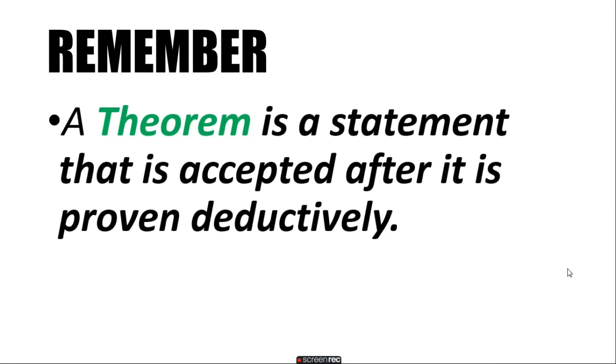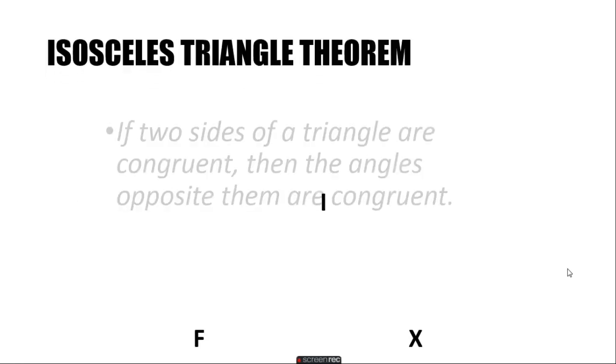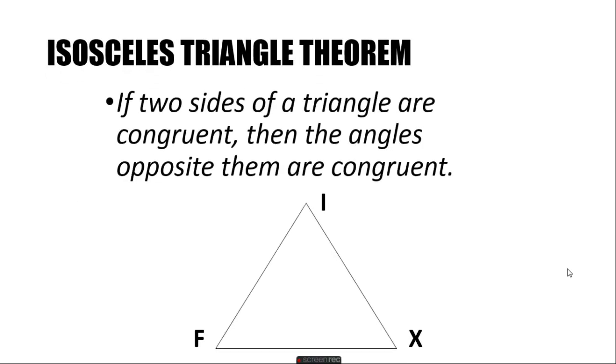Okay, now, also, a theorem is a statement that is accepted after it is proven deductively. So, theorems are not accepted instantly, but they need to be proven further. Say for example, the isosceles triangle theorem. If we have triangle FIX, how are we going to illustrate this using the isosceles triangle theorem if they are actually isosceles?